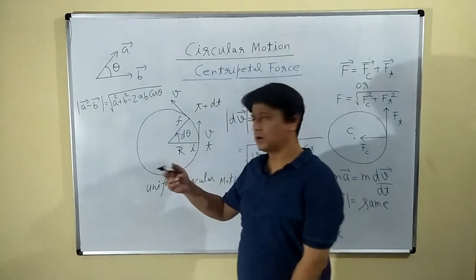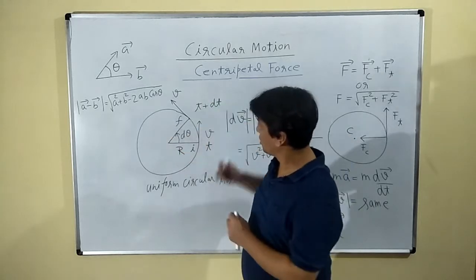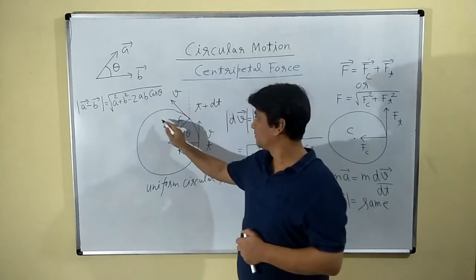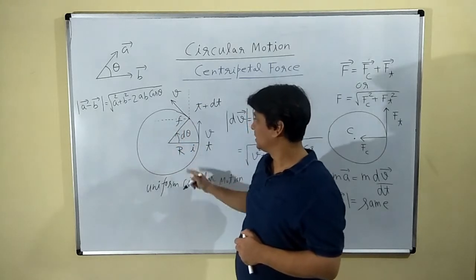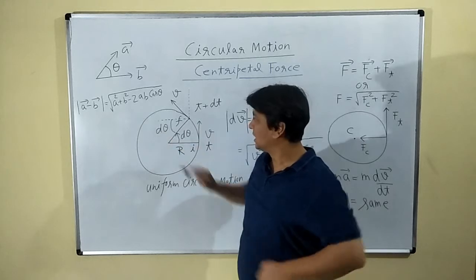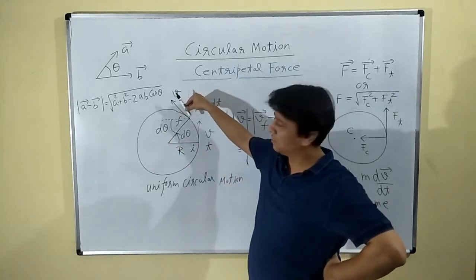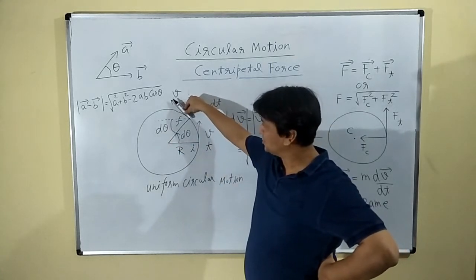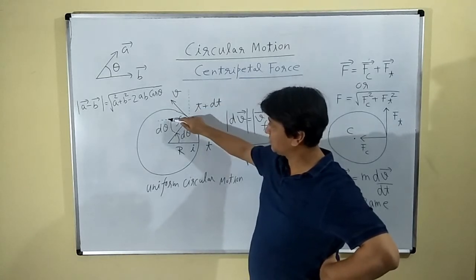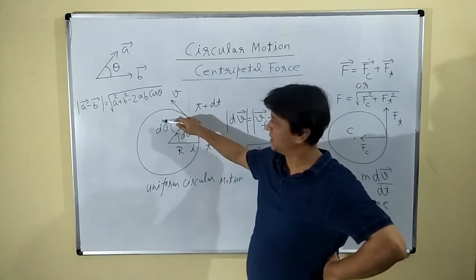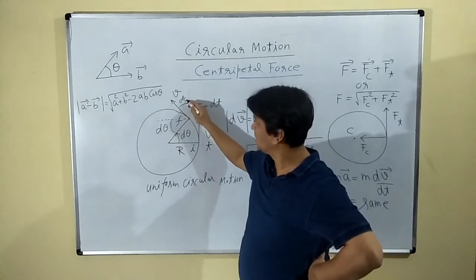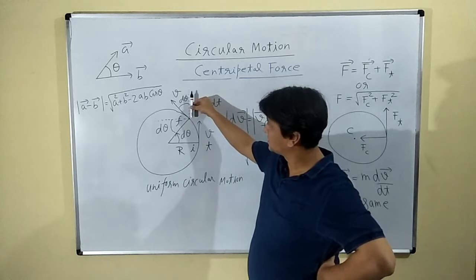Or you can do this. You can draw a vertical line. This is the vertical line. Draw a horizontal line right here. If this is d theta, this angle is also what? D theta. We know that velocity is always tangential. That means this angle is 90. If this is 90, then this is what? 90 minus d theta. If this is 90 minus d theta, then this is what? D theta.